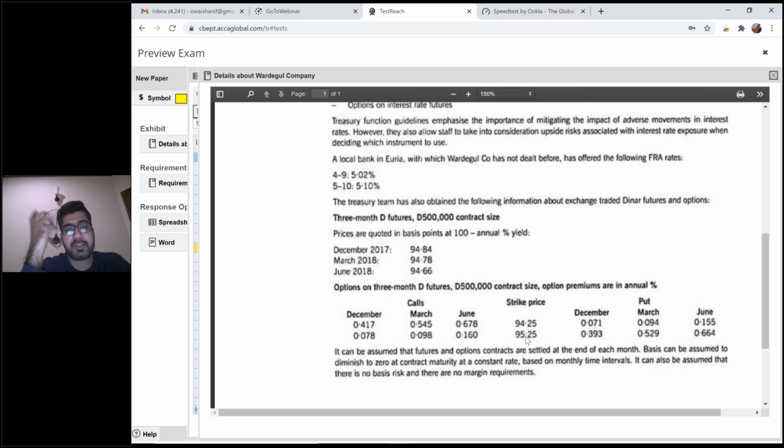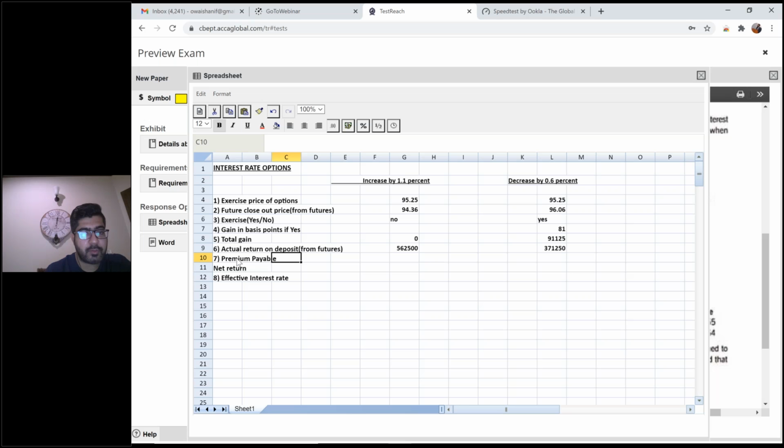And December, March, June, you have already selected the March one. So March premium is 0.098. So it's 0.098 into spot 100 into contracts 90 into tick 12.5. So the premium is going to be 11025.